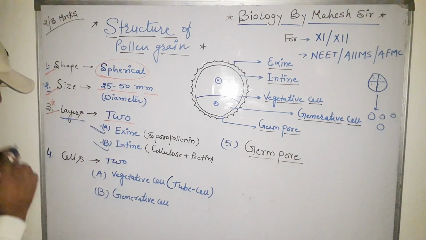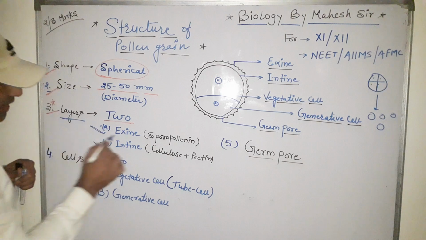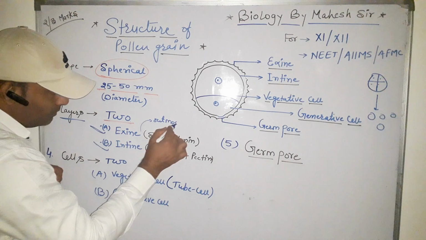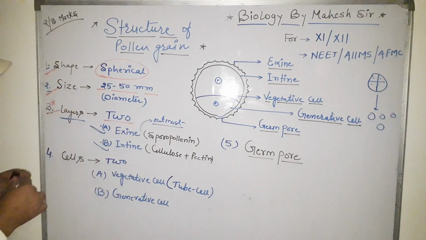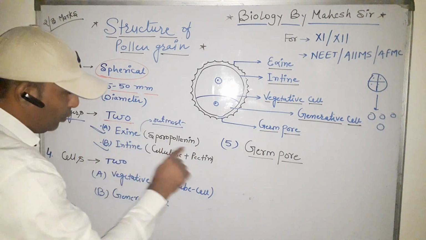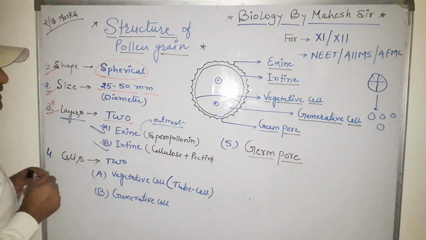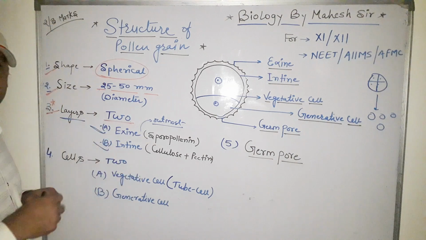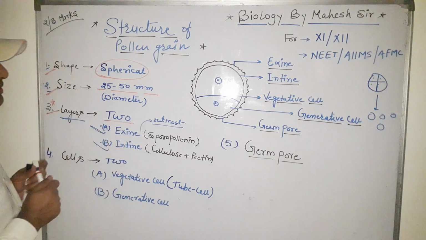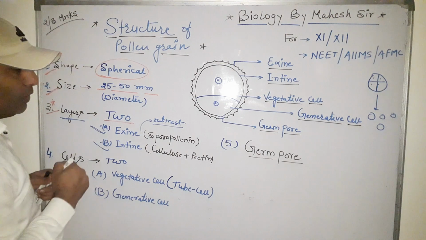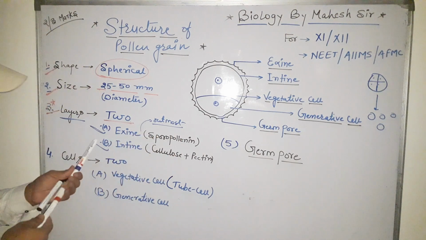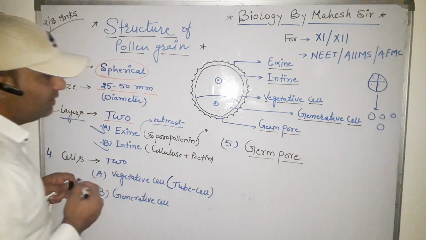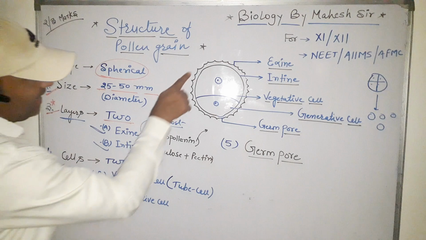Now one by one, the layers. First, exine. Exine is the outermost layer. Second point, exine consists of sporopollenin, which is released by ubisch bodies, which are secreted by the tapetum. Sporopollenin is the hardest substance in the plant world. It is a chemical, and sporopollenin forms the external membrane.